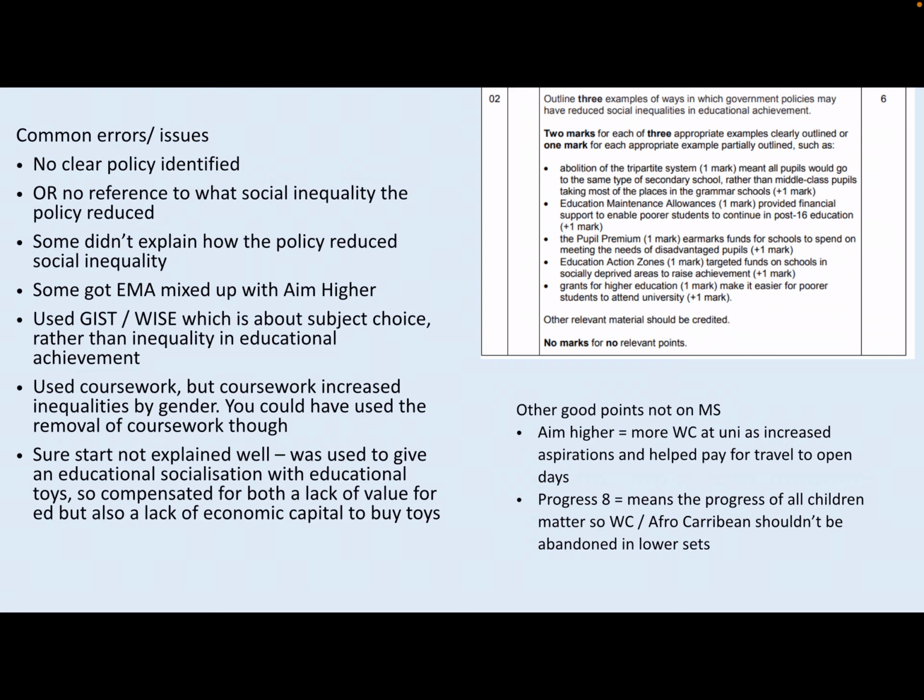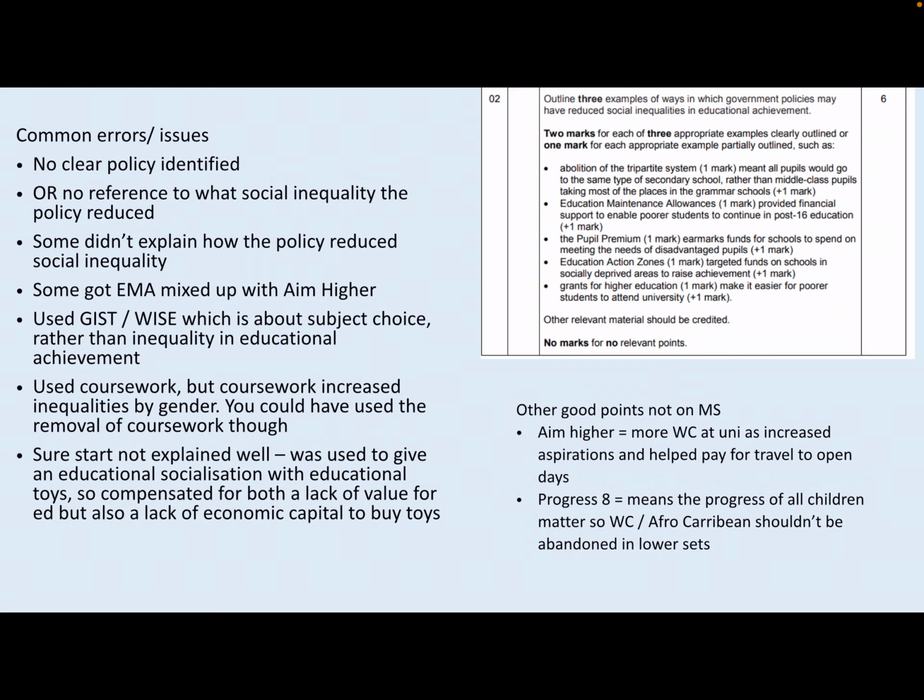A number of you used GIST and WISE, like Girls Into Science and Technology, for example. Unfortunately, those policies were much more about getting more girls to pick male-dominated subjects. It was more about subject choice, and it wasn't really about the inequality in educational achievement, which is what the question is asking you. Now, some of you did manage to argue that this then increased girls' achievement in those subject areas, and I did allow that because you had connected it to achievement. But those of you that didn't make that clear reference, I wasn't able to credit it, unfortunately.